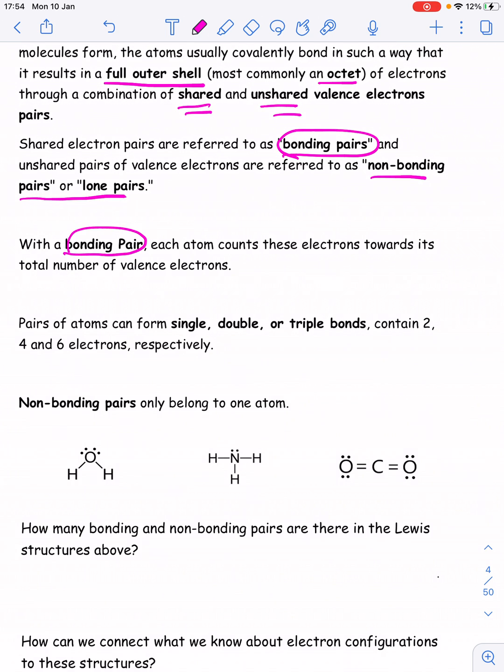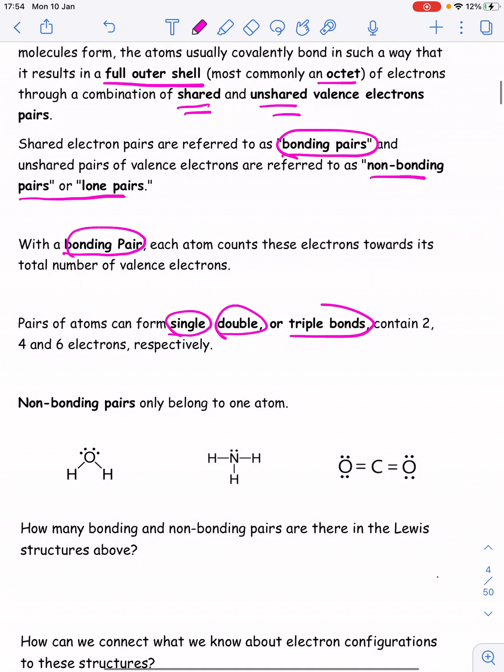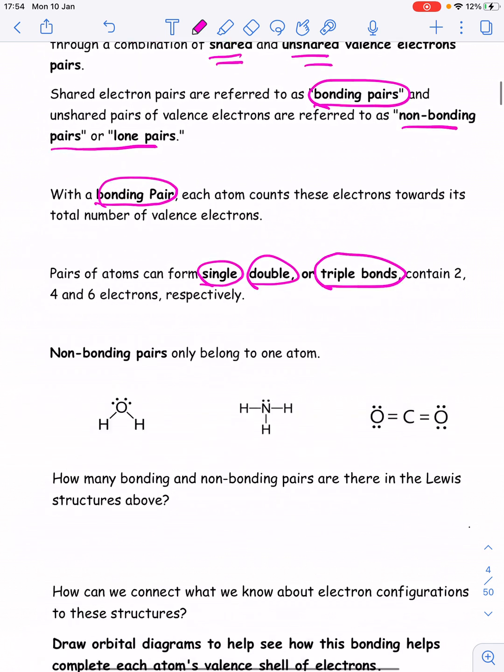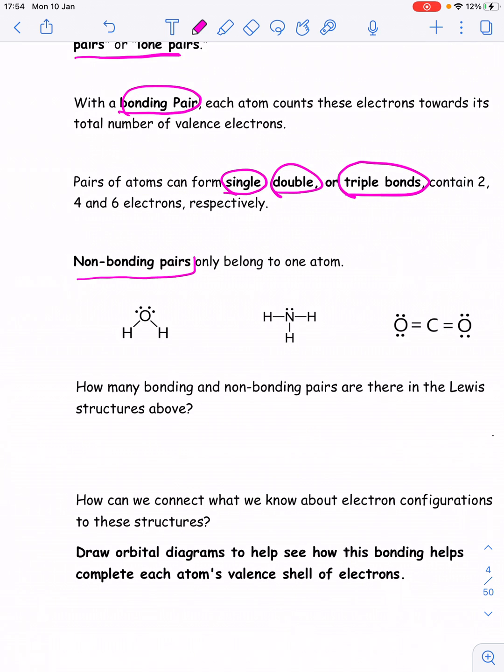Bonding pairs, like I said, count towards the total number of valence electrons for each atom. When things are bonding, they can form single bonds, which is one pair of electrons or two electrons. Two atoms can double bond with each other, which means they share two electron pairs. Or atoms can triple bond, and then that will be 3 electron pairs or 6 electrons shared between the two atoms. Non-bonding pairs only belong to the atom that they are on.